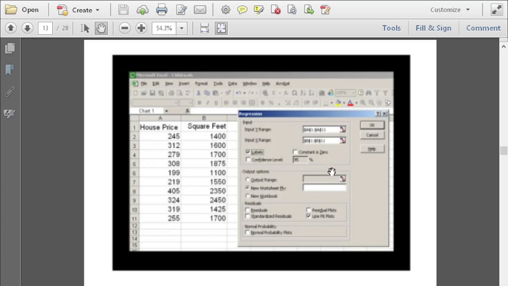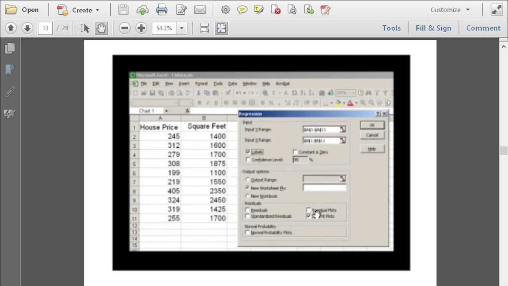And then input the Y, just highlight all the Y here, that is the dependent variable, right? So that is house price, so you're going to highlight that one. And then for input the X, that is for independent variable or square feet, you're just going to click all those. Okay, you click labels, content 0, and there are some other.